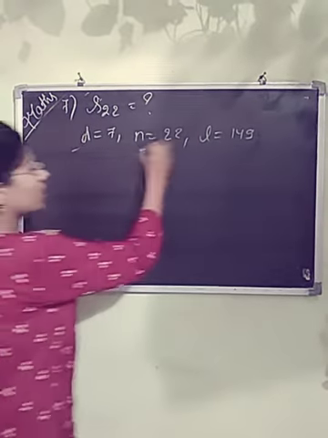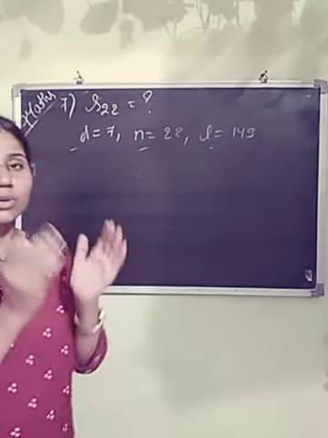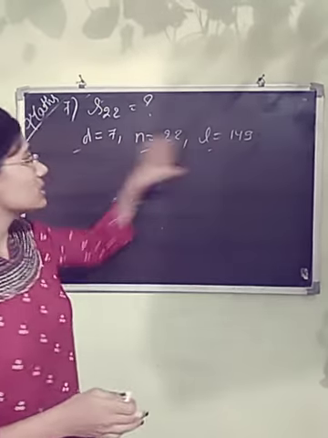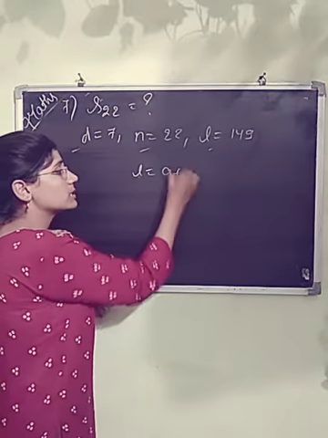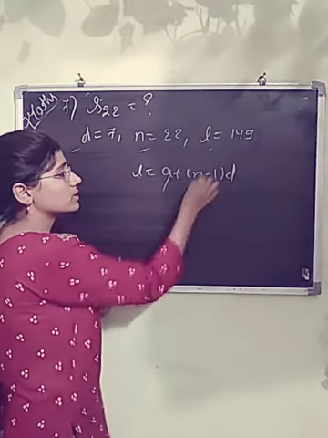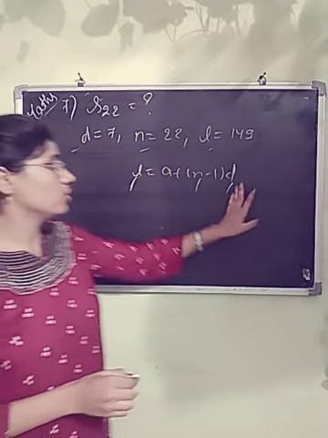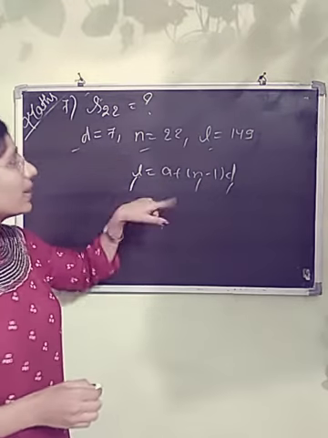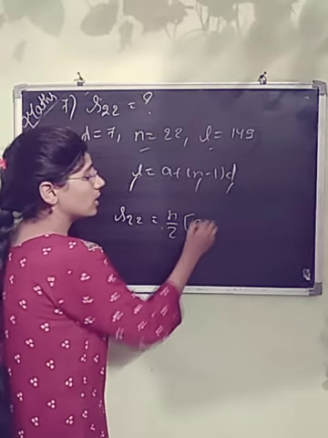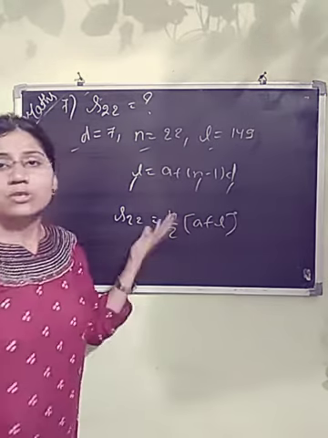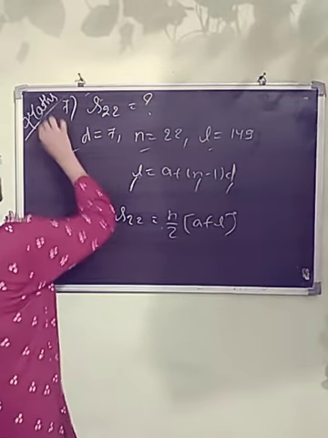So you have D, you have N, you have L. S22 you need to find out, but before finding that you need to find out A, and for that you use the first formula, L equals to A plus N minus 1 into D. You have L, you have N, and you have D. You can easily find A, and after finding A you can find the S22 by using this formula. Okay, so it is as simple as the previous we have done. So this is in homework.